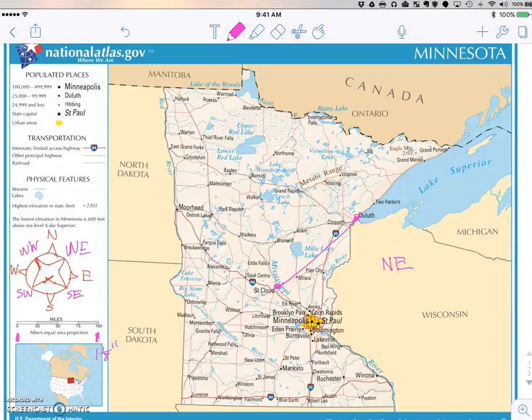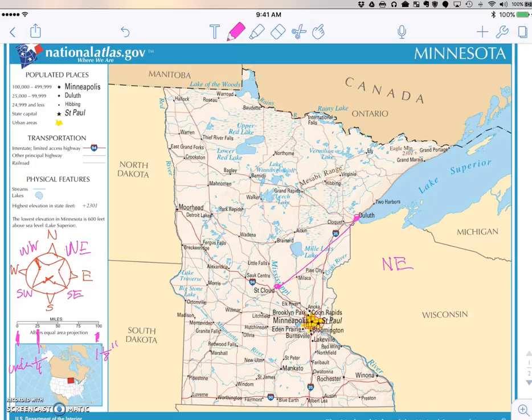Okay? So what would it be from 0 to 25? Well, it's just under a 1/4 inch. So from 0 to 25, it's just under a quarter of an inch. Barely. So say we want to figure out how far is it from St. Cloud to Duluth.